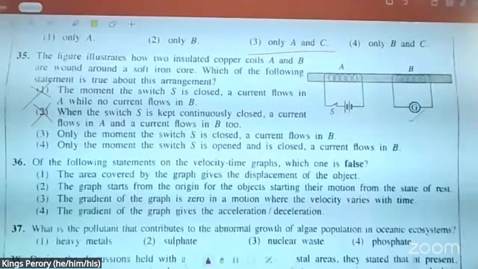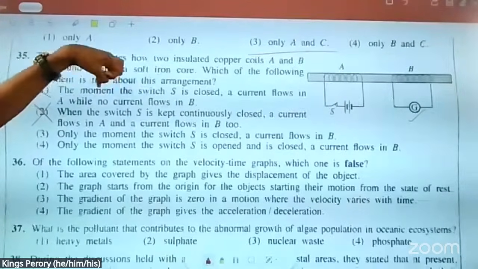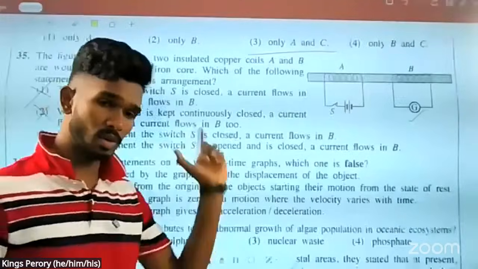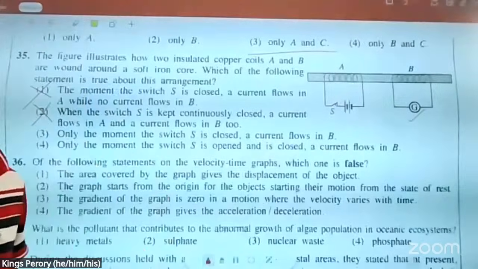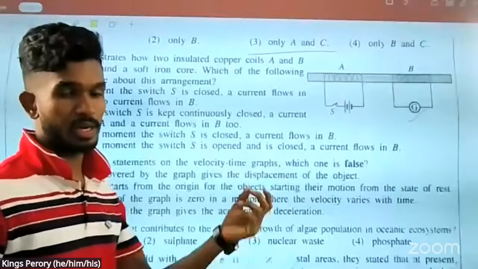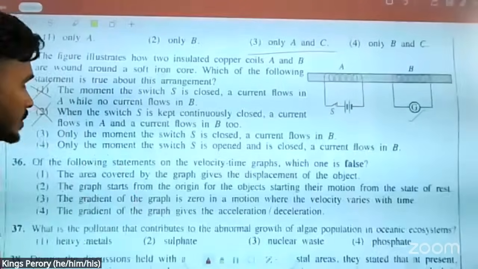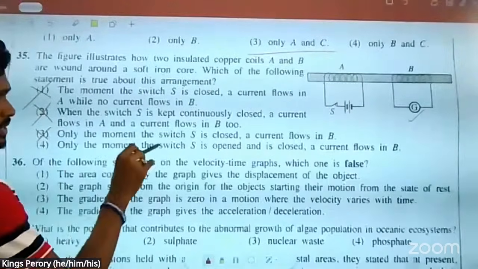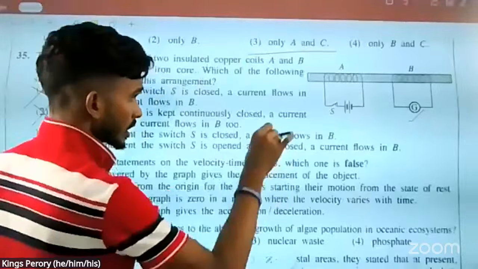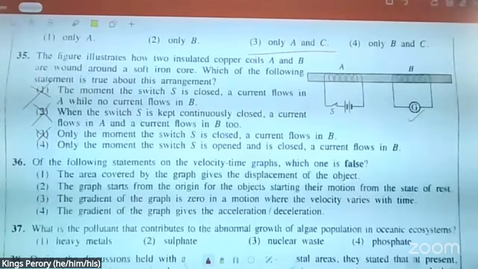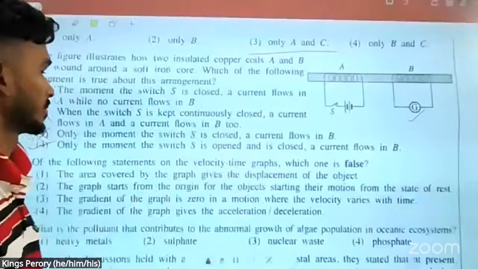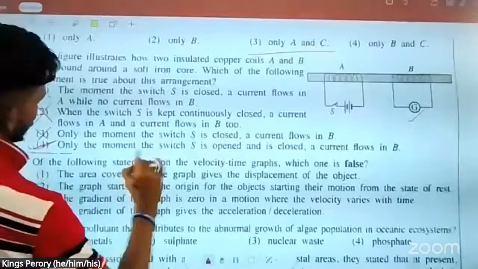Third one: only the moment the switch is closed, a current flows in B. When you close it, it's a variable current, and when you open it, there is also a variable current. That's also wrong. Fourth one: only the moment the switch is opened and closed, current flows in B. True or false? That is true. You close it, you open it, there is a variable current. If there's a variable current, a current will flow in B. Fourth one is correct.